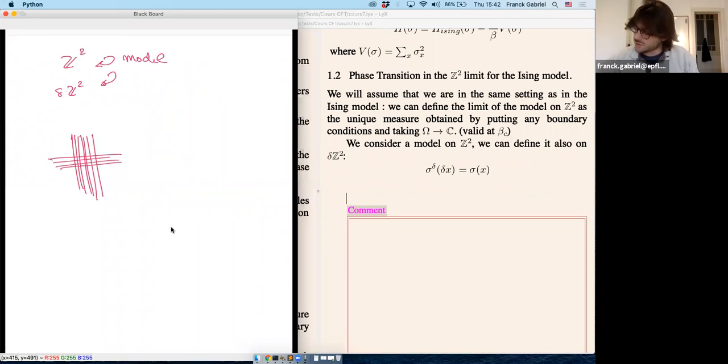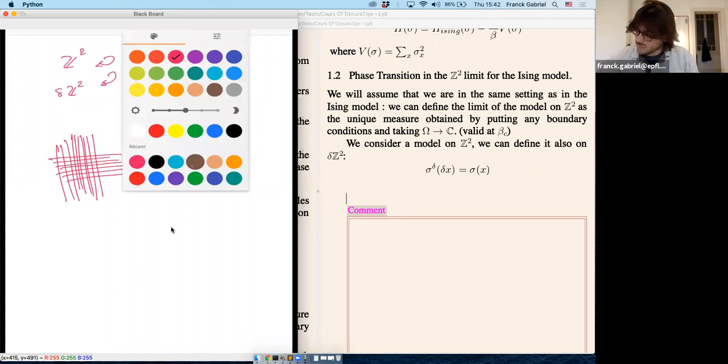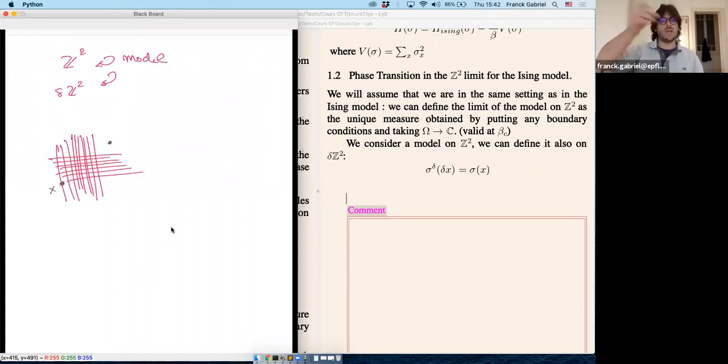And you see that what I'm really interested in is to fix complex numbers x and y, which are fixed and don't depend on the grid. And I will be, first of all, interested in the correlation of the field at x and at y, sigma delta x, sigma delta y. First of all, I will be interested in computing this kind of thing. So I want to know how this behaves when delta goes to 0.